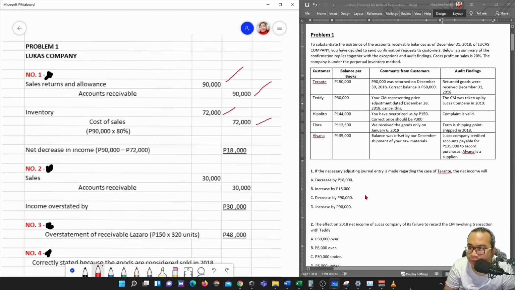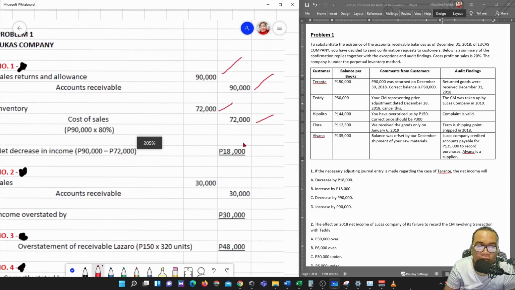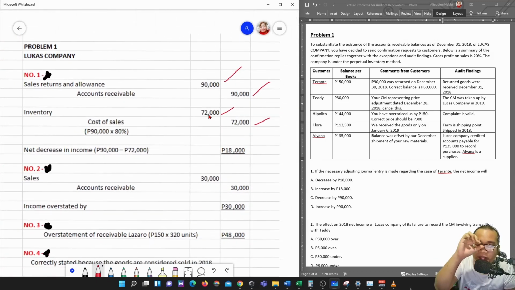So with that said, ang tanong, if the necessary adjusting journal entries is made regarding the case of Terante, the net income will be, since ang sales is 90, yung inventory, 72, gross profit, 20%. So yung natira, yung net decrease in income is 18,000 pesos. Yeah, kasi sinauli eh. Sinauli yung inventory. So, na-cancel out yung sale or na-reverse yung sale.